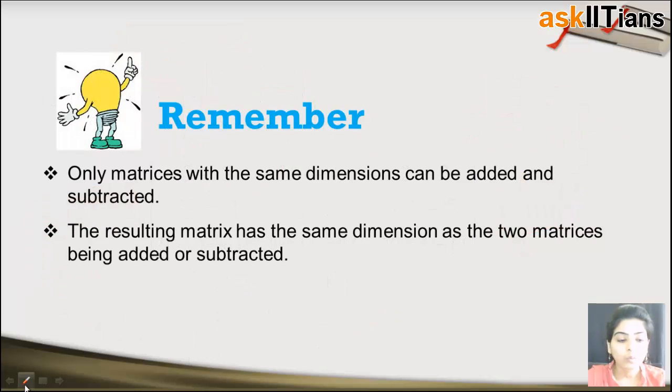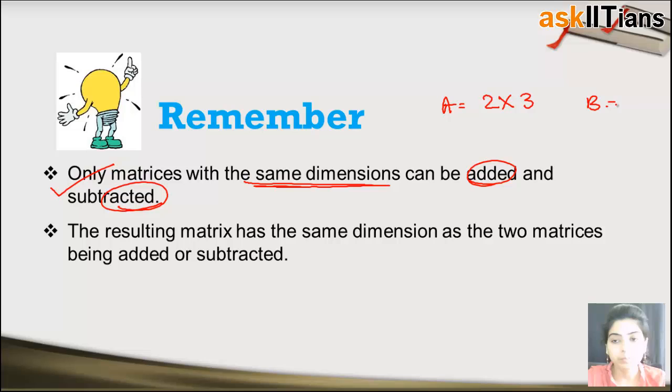Okay, so what are the basic things that you need to remember? There are only two points. First, only matrices with the same dimensions can be added and subtracted. If you have a matrix A of order 2 cross 3 and a matrix B of order 3 cross 4, they can neither be added nor subtracted. You cannot perform any kind of algebraic operation on both, right?